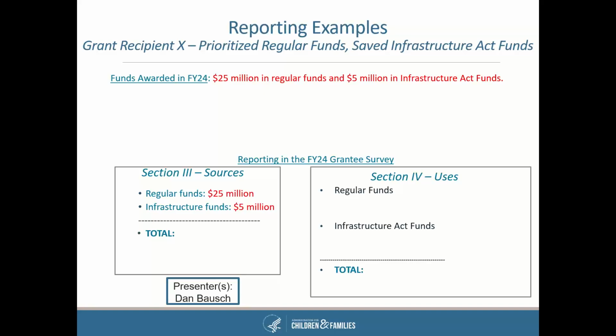So in section 3, that's the sources of funds. This information gets pre-populated for you to help make the report easier. So in that section, there'll be a line that says regular block grant funds, Infrastructure Act award, and so forth. So we would see 25 million for the regular funds, 5 million for the Infrastructure Act funds, and section 3 is going to then add up to 30 million.